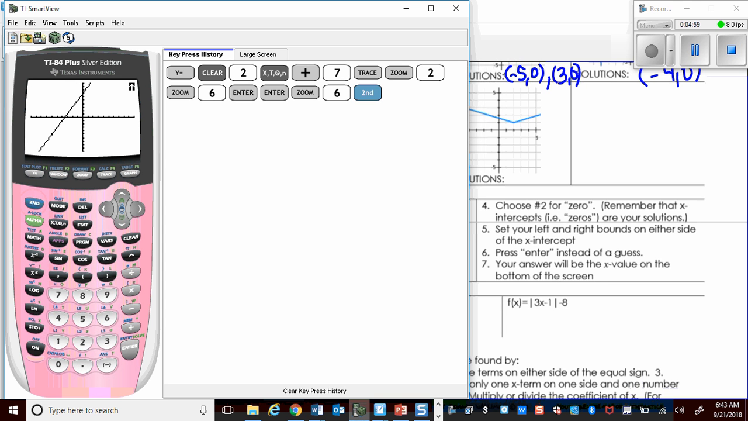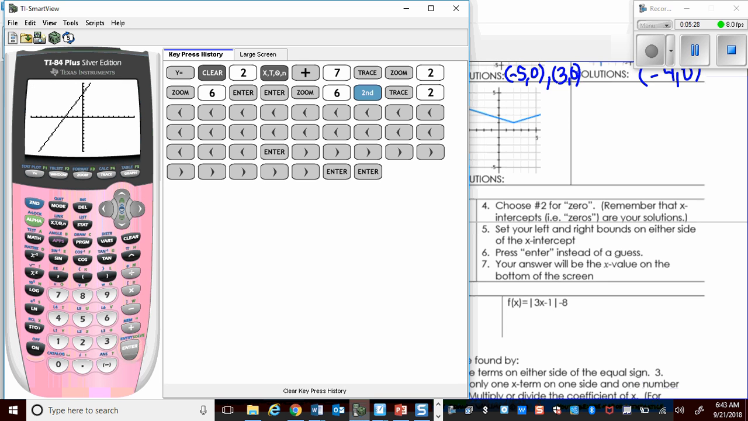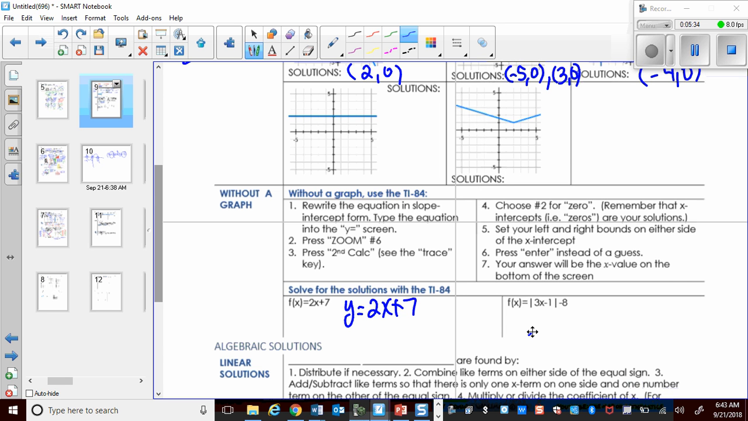So we're going to press second calc, and we're going to go down to number 2 for zero. Then we're going to go to the left of that 0 and then to the right. My graph looks something like this. For the left bound, I'm going to press the left cursor button and go a little bit past, press enter. Then I'm going to go to the right of that 0 and press enter. It's going to tell me exactly what it is. And this 0 is at negative 3.5, comma 0. So negative 3.5, comma 0 is my x-intercept.